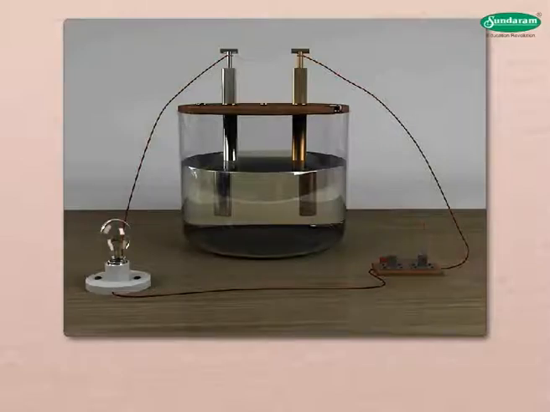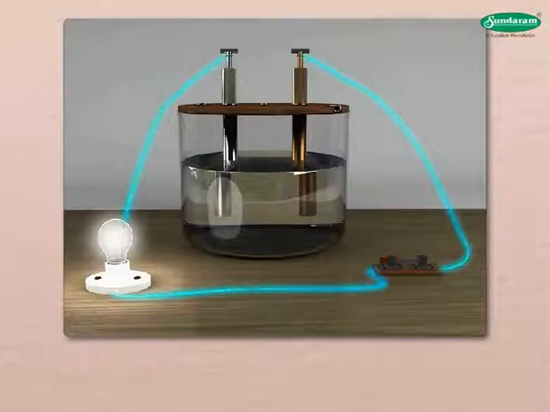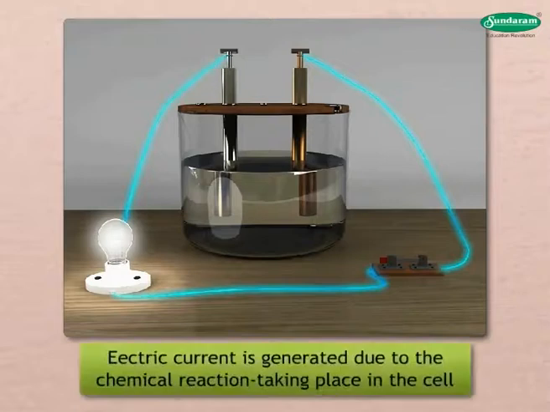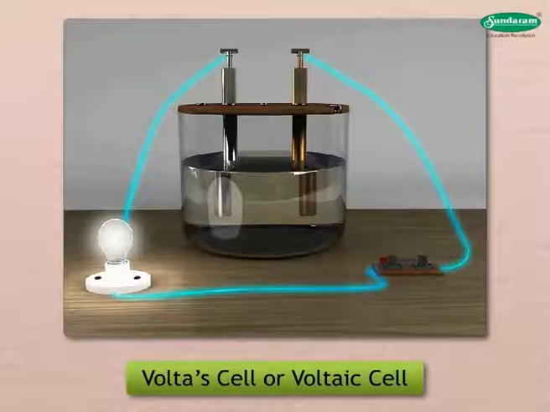Then we close the key for the current to flow. As soon as the key is closed, the current starts flowing and the bulb starts glowing. Electrons move from the positive pole, copper, towards the negative pole, zinc. Thus, electric current is generated due to the chemical reaction taking place in the cell, and it flows from positive pole to negative pole. This cell is known as voltage cell or voltaic cell.